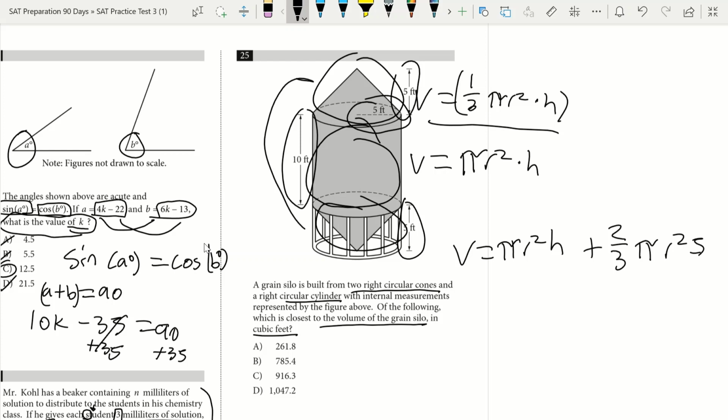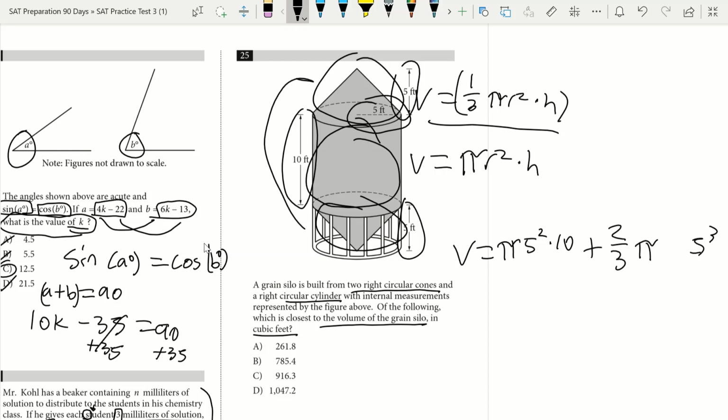We know our radius for each one is 5 feet, so we can go ahead and plug in 5 squared for that radius squared. Plug it in over here as well. We're going to have 5 squared times 5, so that's going to be 5 cubed over here. Our height is 10 for our cylinder, so we multiply that by 10. At this point, we're going to have to grab a calculator because we want to know what pi is exactly. So I'll go ahead and find my calculator real quick.